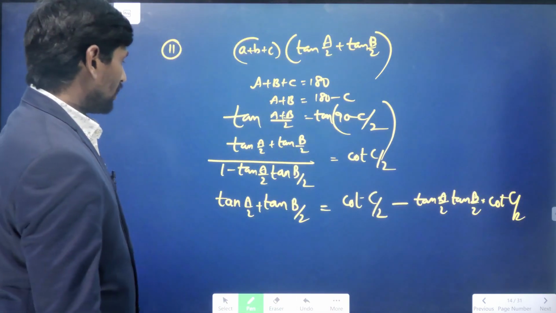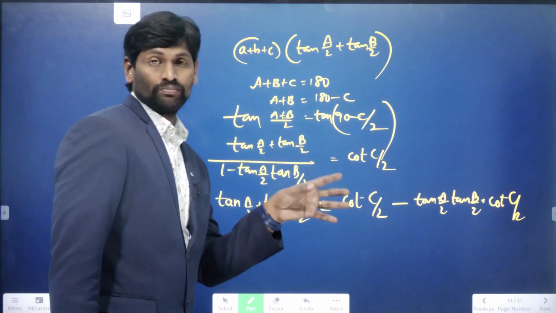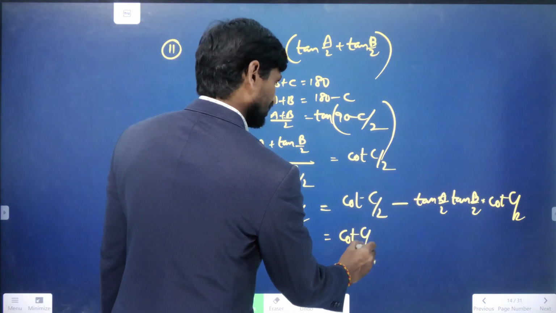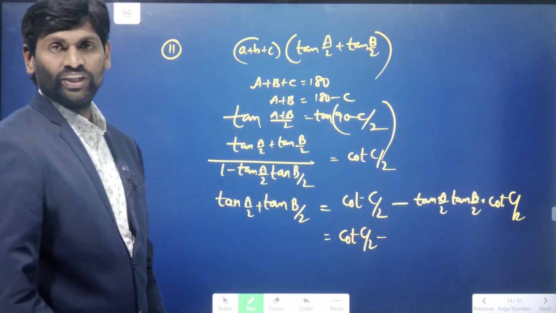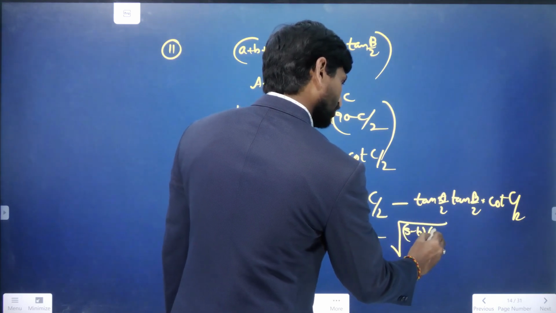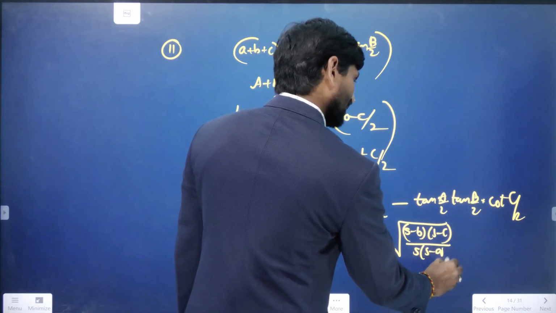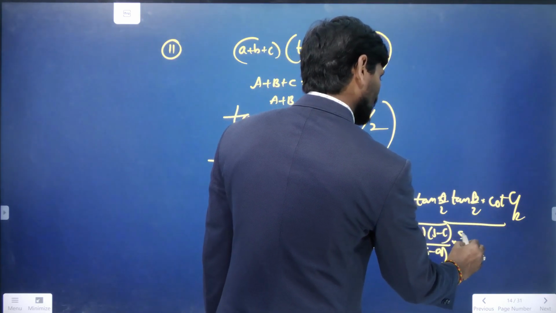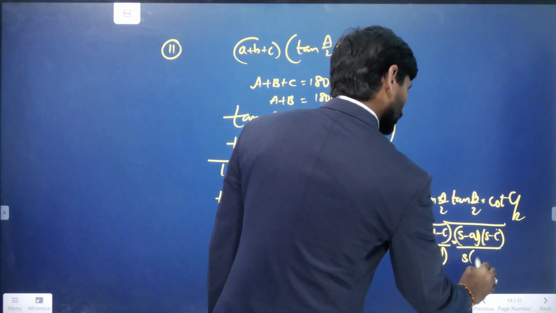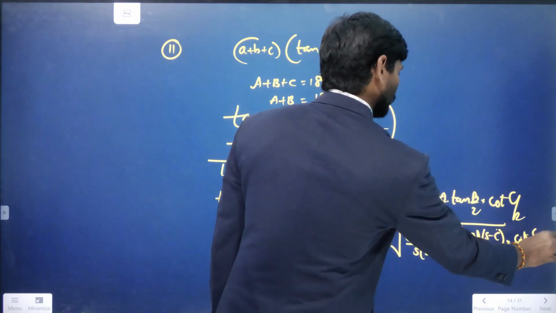Okay na? Now I am just trying to apply the half angle formulas. Cot C by 2 I am leaving as it is. Minus tan A by 2 into tan B by 2, I can write root over (S minus B) into (S minus C) by S into (S minus A), and this one also I am extending here, (S minus A) into (S minus C) by S into (S minus B), into cot C by 2.